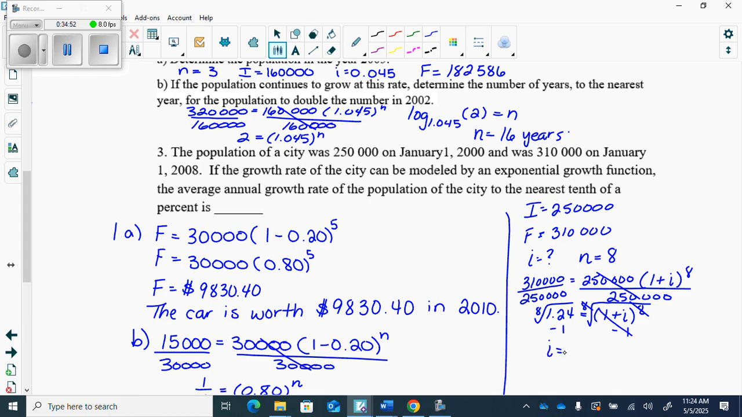So little i equals 0.027253692. And they want it to the nearest tenth of a percent. That's times 100, and I get 2.7%, and then I have to write a sentence. So the average annual growth rate of the population of the city is 2.7%. Okay?